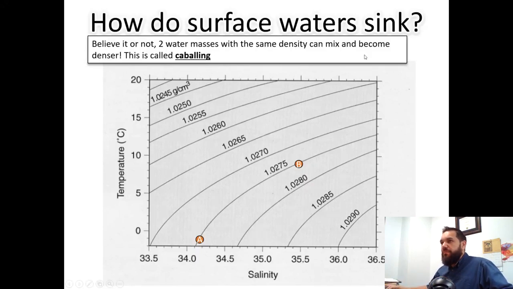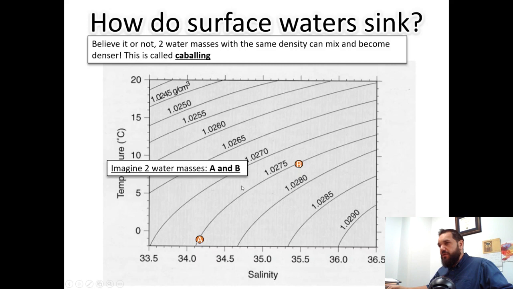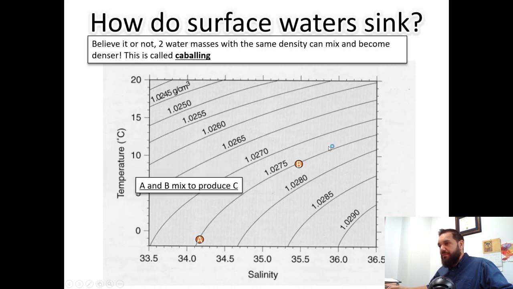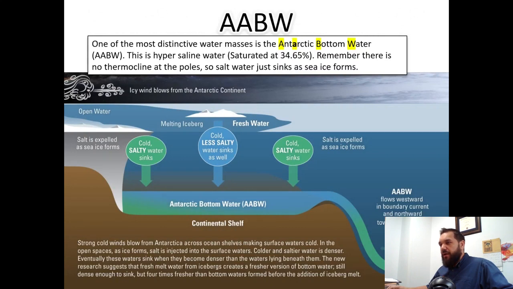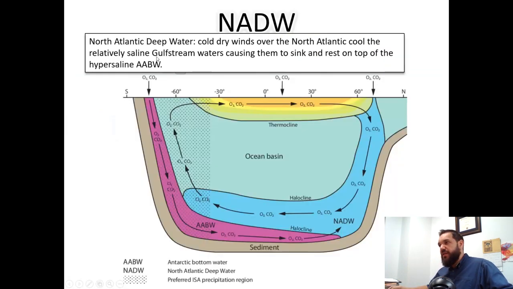So again, believe it or not, you can take two water masses of the same density but different salinities and different temperatures, and mix them together. That process is called caballing. You have A and B, and you make a tie line between them, and they mix to produce C. You'll notice that water C has a higher density than either water A or B. So it's now denser than A and B. Antarctic bottom water, like I said, is hypersaline. It's saturated at 34%. There's no thermocline at the poles, so that salty water just sinks as the ice forms.